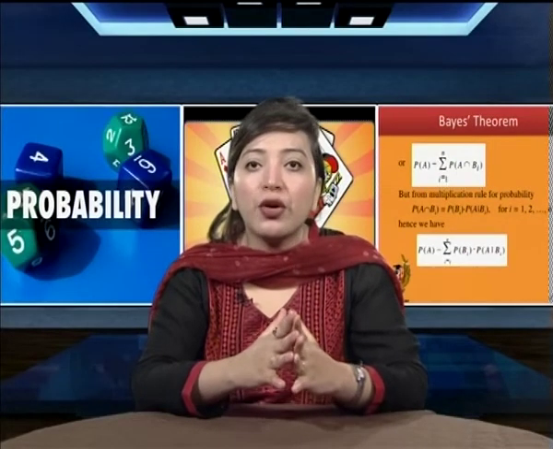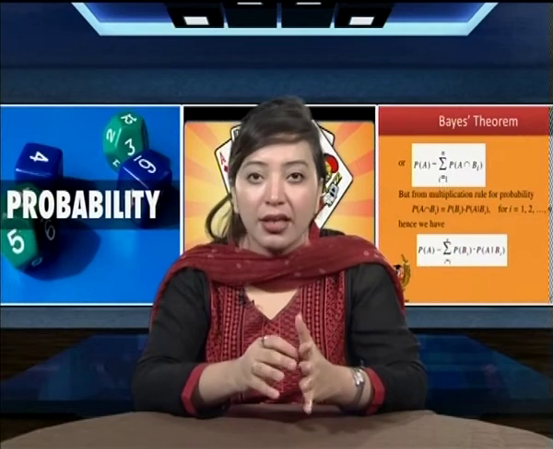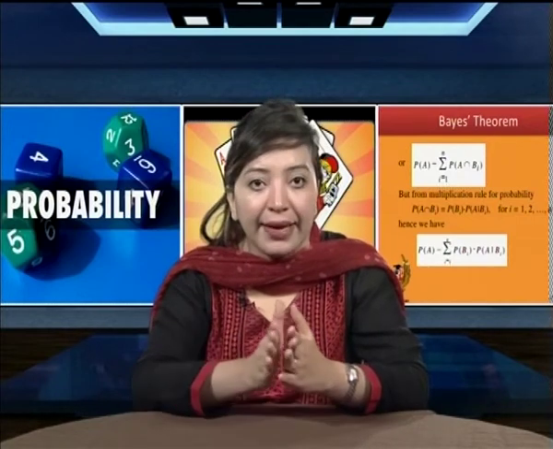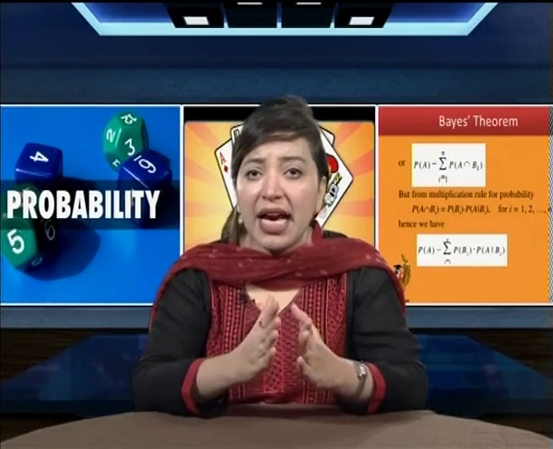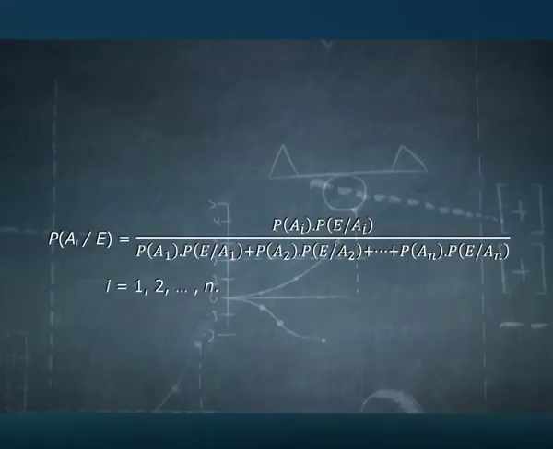Then the conditional probability of occurrence of AI, where I is equal to 1, 2 or so on till n, given that event E has occurred, is given by probability of AI given that E has occurred equals probability of AI times probability of E given AI divided by probability of A1 times probability of E given A1 plus probability of A2 times probability of E given A2 plus so on, probability of AN times probability of E given AN, where I is 1, 2, so on up to n.